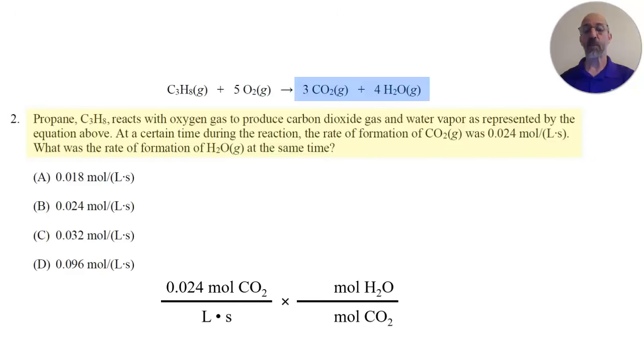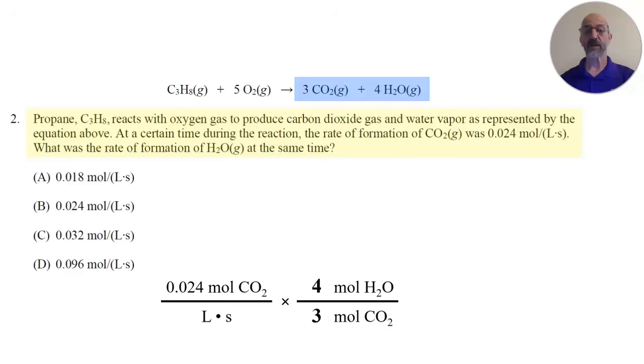You'll notice that I put moles of carbon dioxide on the bottom because that is the unit I'm trying to get rid of. And I put moles of water on the top in my conversion factor because that's the unit that I'm trying to convert into. So in terms of 3 and 4, it's going to be 4 moles of water produced for every 3 moles of carbon dioxide produced. So that's going to be a ratio of 4/3.